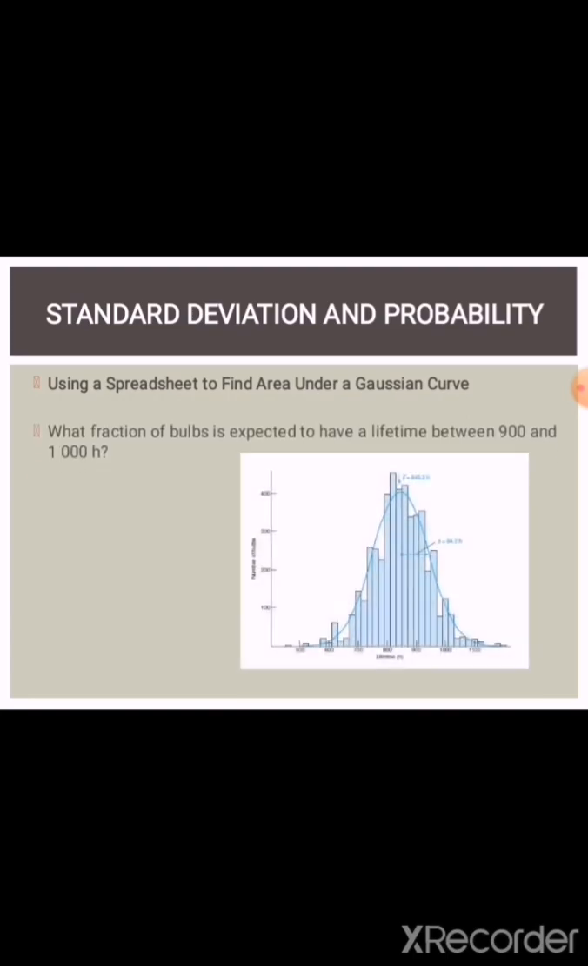Okay, pwede rin natin siyang gamitan ng spreadsheet or ng Excel para makuha natin yung area under the Gaussian curve. So, we'll just use these formulas. For the mean, alam na natin yan kanina from the standard deviation. So, para makuha yung negative infinity to 900, okay, so norm this, tapos 900, which is our N. The mean, the standard deviation, and true.